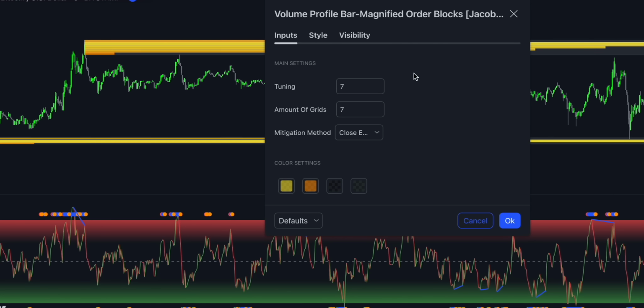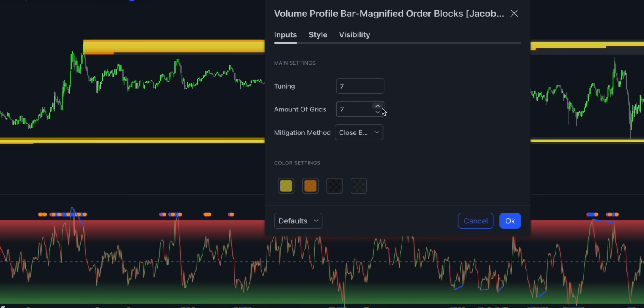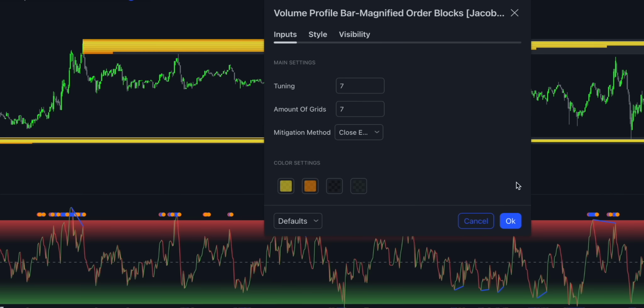You can also customize the level of detail in your volume profile by selecting the number of segments you want inside each order block. I like to set this number at 7. So what is the best way to use these indicators in practice?